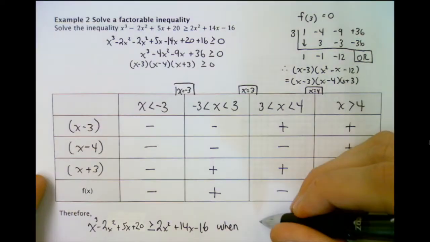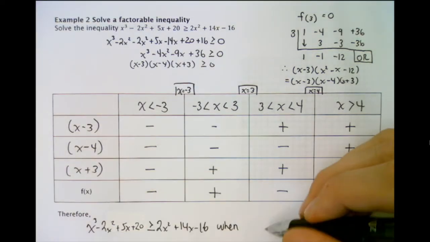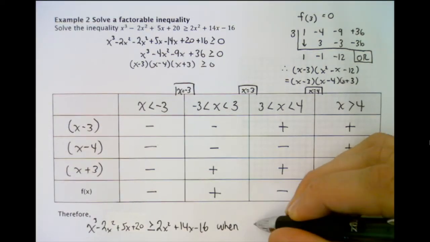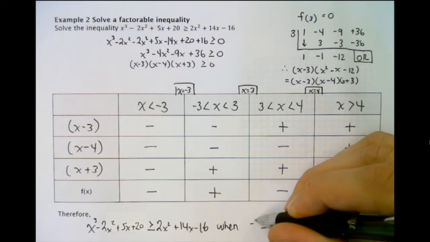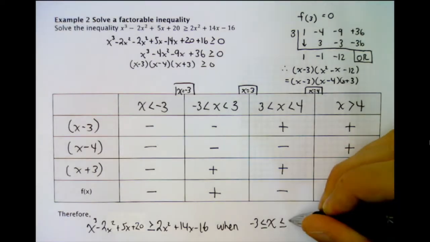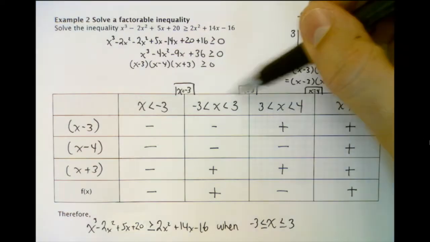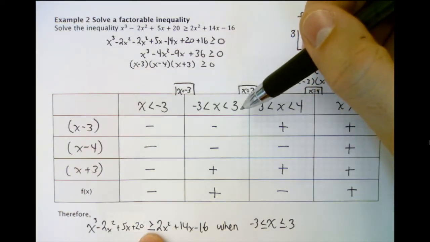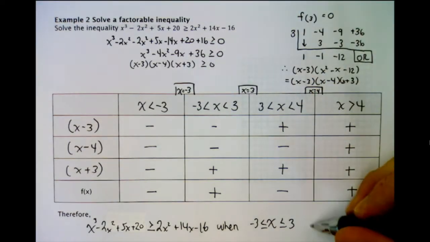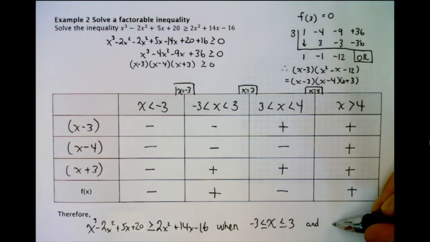when x is greater than or equal to negative 3, less than or equal to 3. Notice we added the equal to parts to our intervals because it's equal to in our inequality. And when x is greater than or equal to 4.